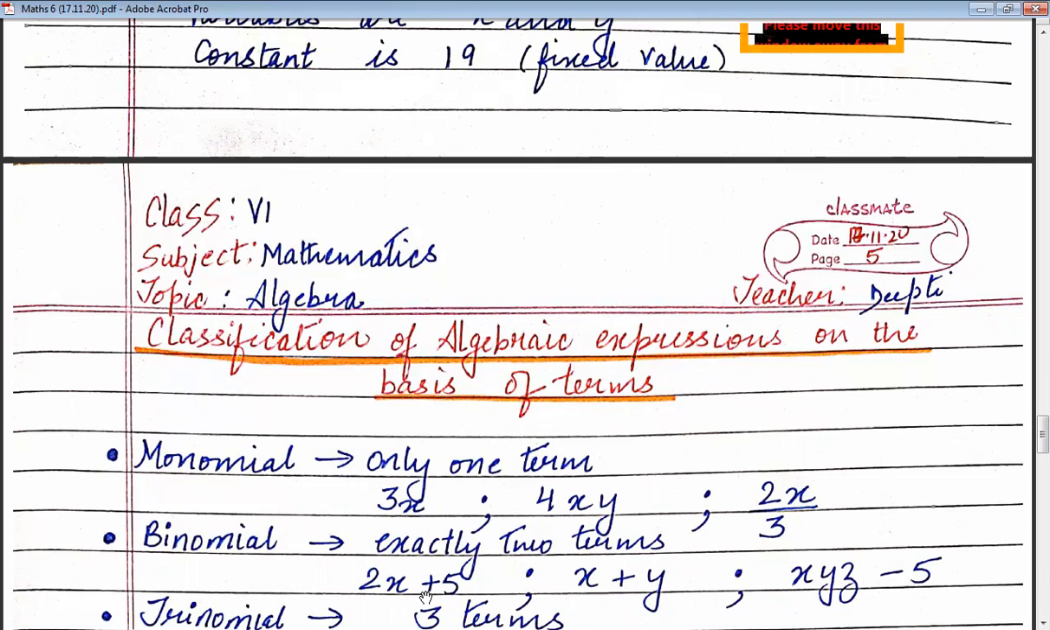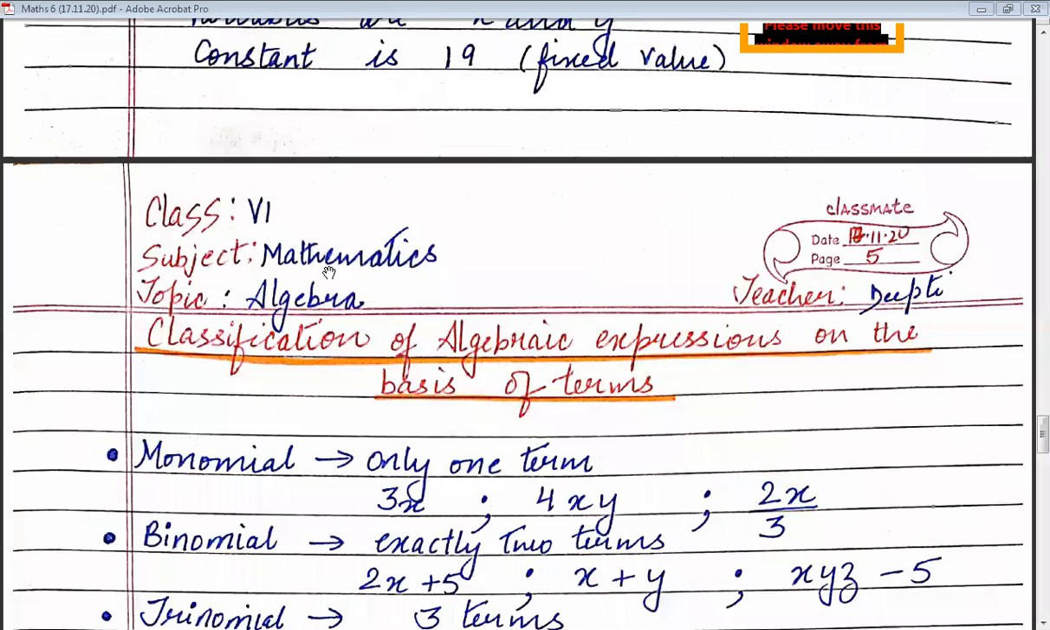See children, here there are only two terms. Let's see. This is the first term. This is your second term. So this is called binomial. Now in this, x is the first term, y is the second term. So binomial. In this, the whole xyz and minus 5, there are two terms. So they are called binomial.